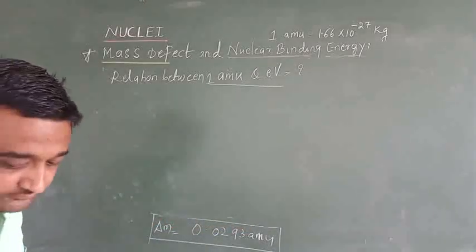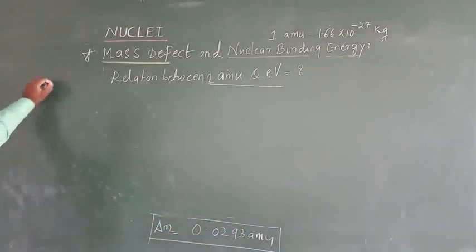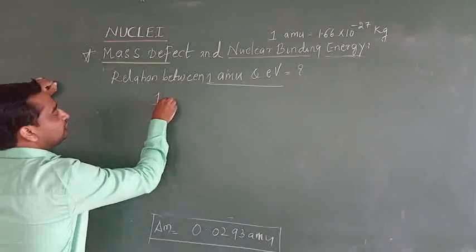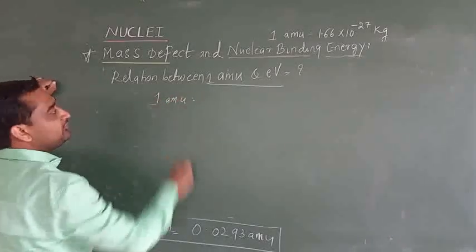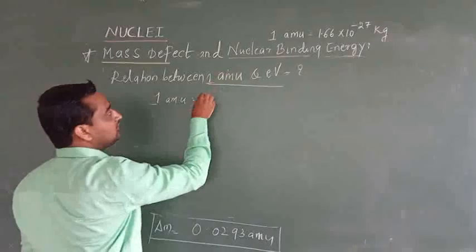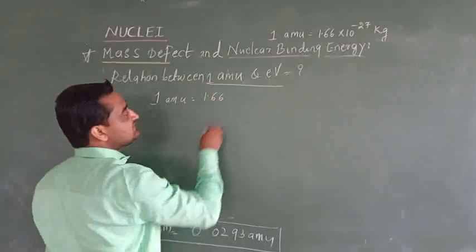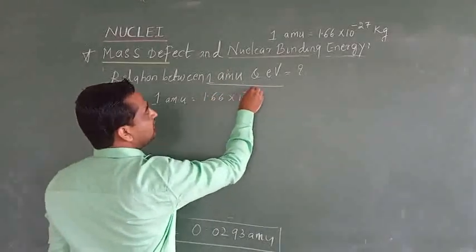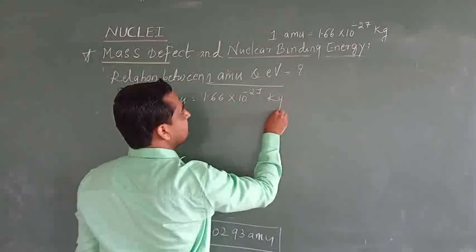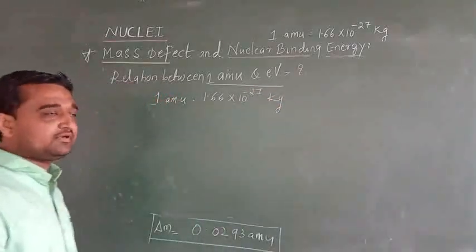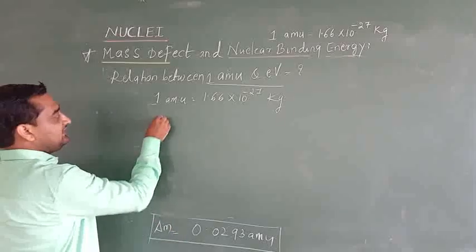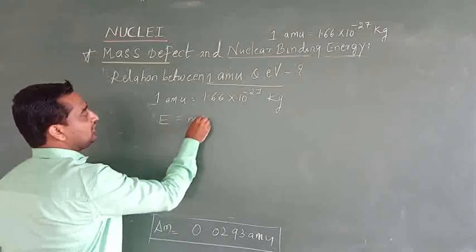Right? Now 1 AMU in terms of kg is equal to what? 1.66 into 10 to the power minus 27 kg. Right? Now let us calculate here. E is equal to mc square.